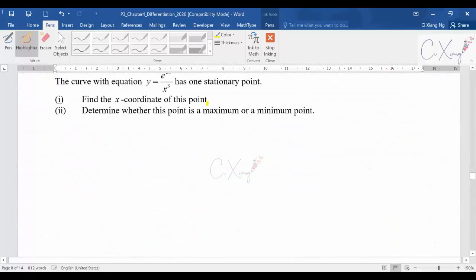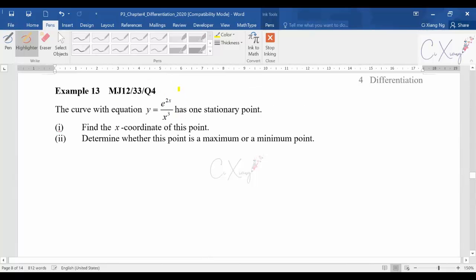Okay, so example 13. Alright, so for example 13, you are having a curve with this equation. So very obvious, you should use the quotient rule to solve. Okay, so they want to find the x-coordinate of this point. So what point is that? It is a stationary point. Okay, so to find the stationary point, generally what you need to do is that you need to do the differentiation first. So y equals to e power 2x divided by x power 3. Okay, so let's find out dy dx first.